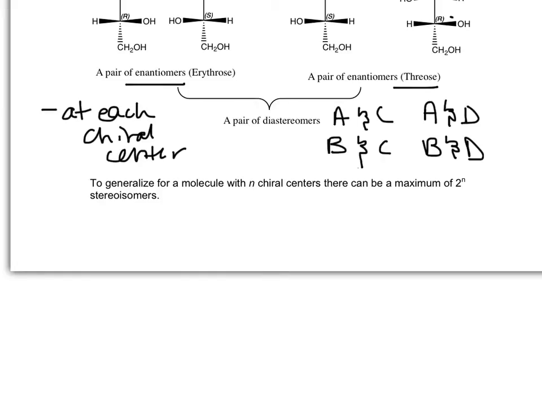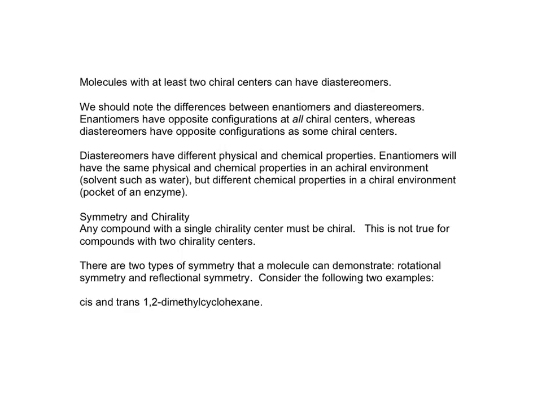Just to generalize, when you have a molecule with n chiral centers, there can be a maximum of 2 to the n stereoisomers. This is a maximum. It's not an absolute number. When you have at least 2 chiral centers, you can have diastereomers.